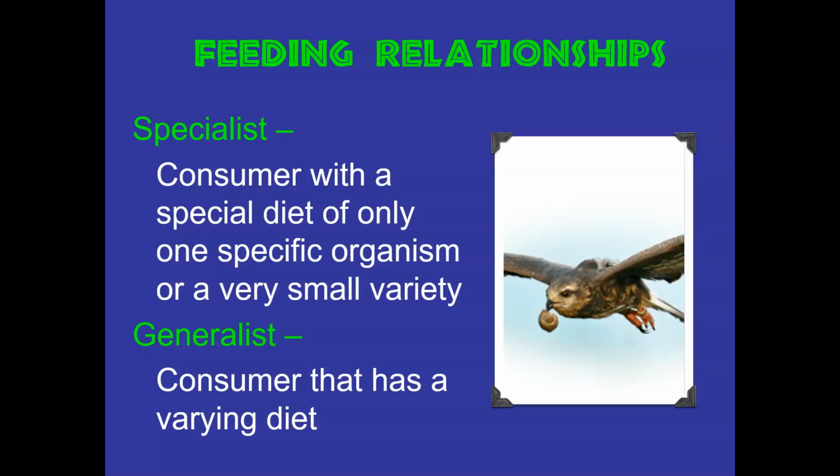So when we look at feeding relationships in ecosystems, we can talk about a specialist versus a generalist and the benefits to each of these categories. So a specialist, these guys are organisms somewhere along that food chain that will consume a very specific or very special diet of either just one single organism or a very small variety of it. A generalist, on the other hand, will consume organisms from a much wider varying diet, whether they are omnivores who will eat plants and animals, or just a carnivore that would eat multiple species for their meat.